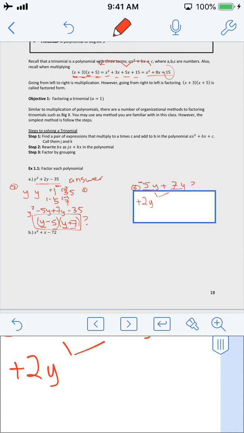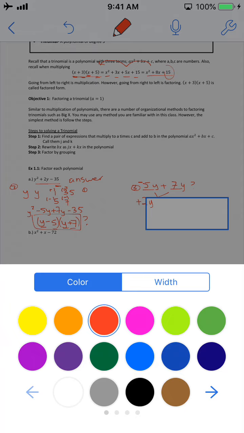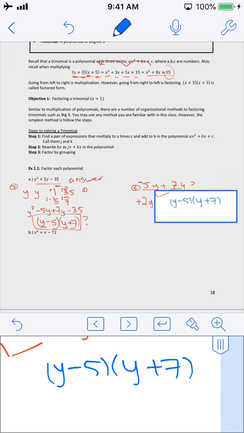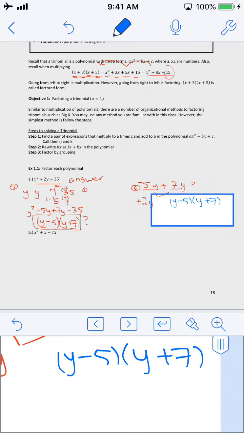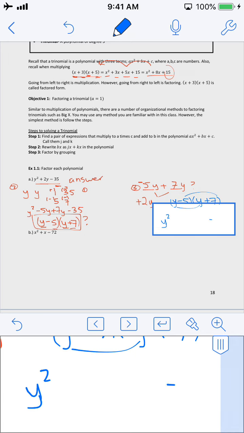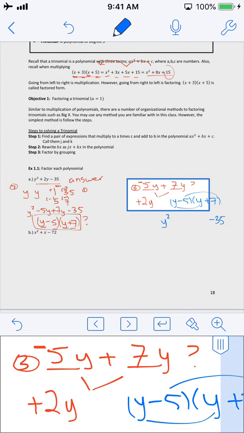So now, if we test this out, we'll do a couple where we go backwards. I take y minus 5, y plus 7. We chose y to begin with because that's how we get y times y is y squared. And then for the last part, we chose this pair, 5 and 7, because we know the last part is going to equal negative 35. It could have been 1 and 35, but we didn't choose that pair because we know in the middle we had to get this combination.